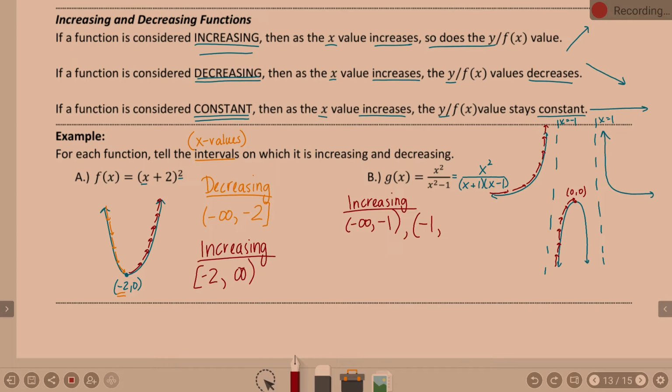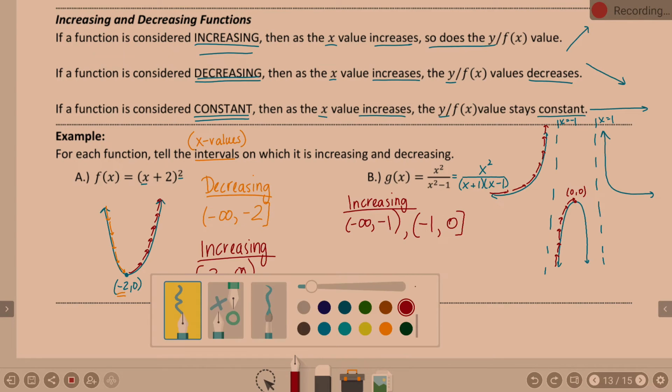Yeah, the top there is at 0. So we're increasing to 0. Parenthesis or bracket on 0? Bracket, because are we going to touch 0? Yeah, we're going to touch 0 here. It's a point, not just an asymptote. It's a point. I'm going to touch it.